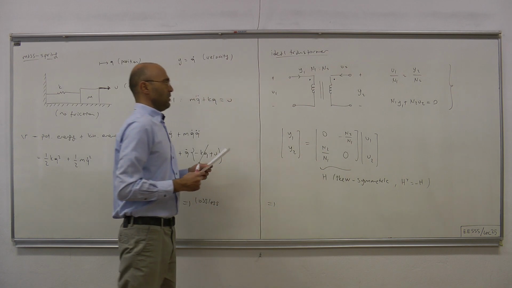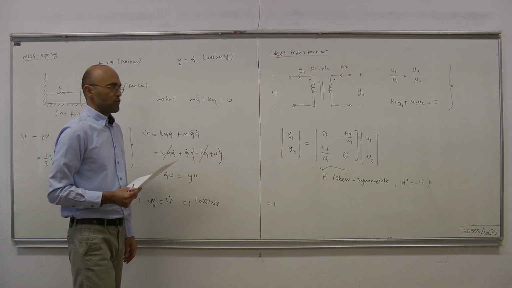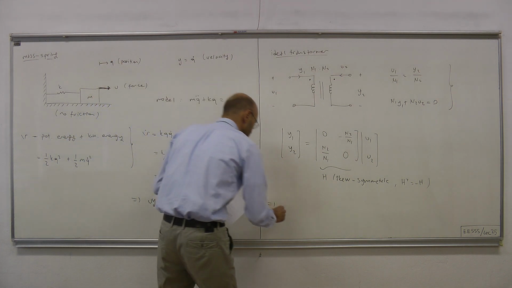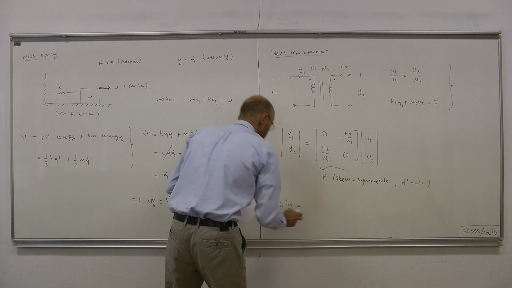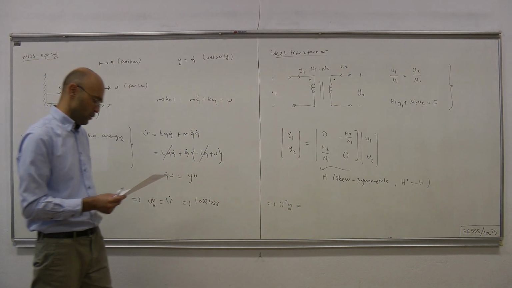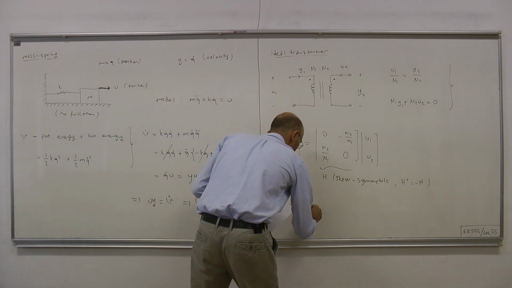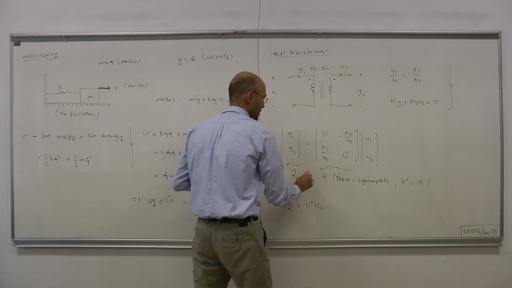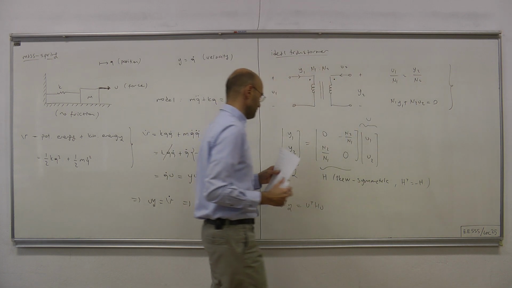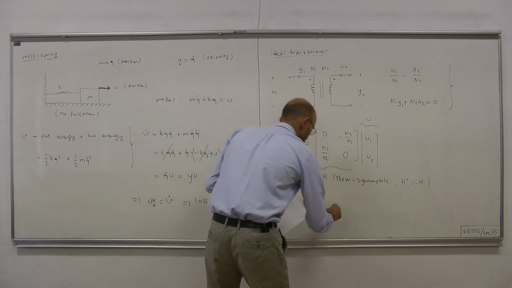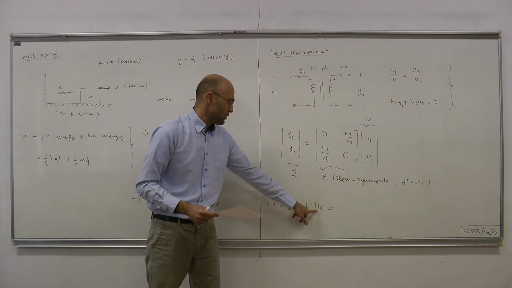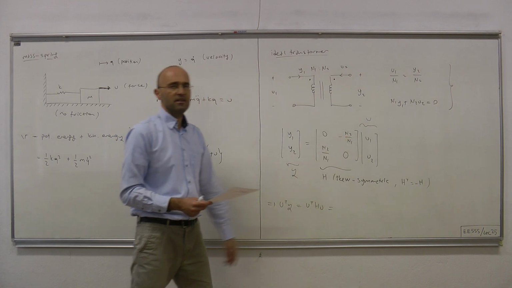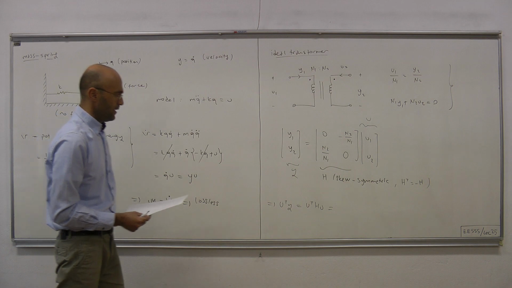Since it's memoryless, we don't have to worry about the storage function. All we have to do is look at the inner product of the input and the output. So let's do that. U transpose Y, the inner product of input and output, equals U transpose times H U. This is Y, this is U. Now you just replace H with its explicit form, and it's clear immediately that you obtain 0.